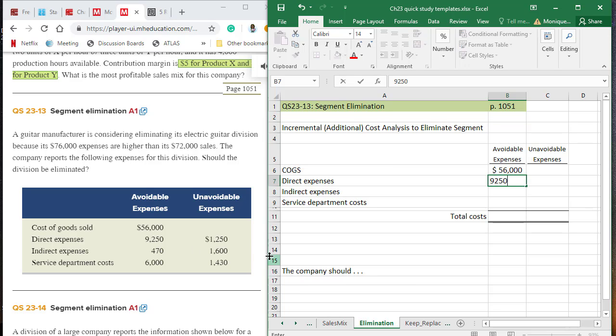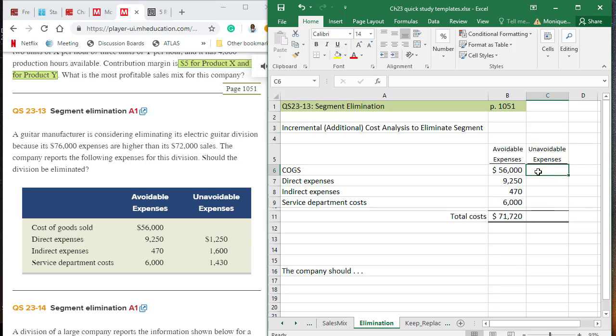And again, these terms were discussed in Chapter 22. And then our indirect expenses of $470 we could actually avoid by not having this segment. And then our service department costs of $6,000 could also be avoided. And we'll just add those up, equals sum of all of our costs, our expenses, and I get $71,720 that could be avoided.